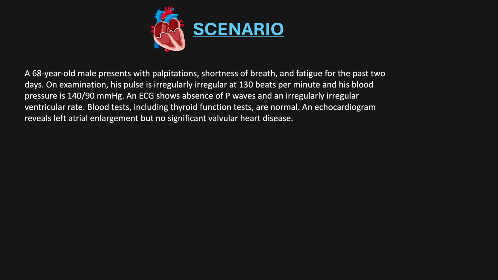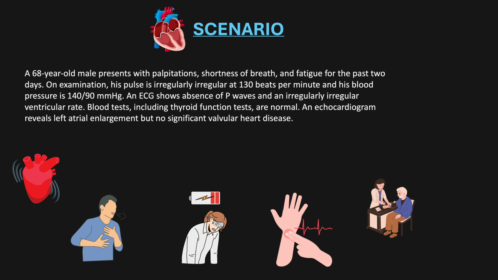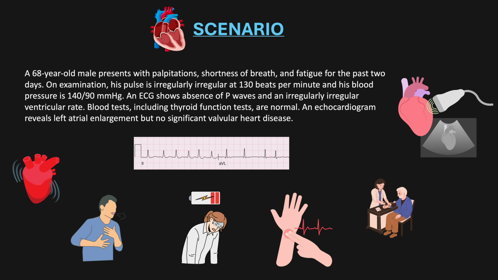Okay, so a 68-year-old male presents with palpitations, shortness of breath, and fatigue for the past 2 days. On examination, his pulse is irregular at 130 beats per minute, and his blood pressure is 140 by 90 millimeters of mercury. An ECG shows absence of P waves and irregular ventricular rate. Blood tests, including thyroid function tests, are normal. An echocardiogram reveals left atrial enlargement, but no significant valvular disease.